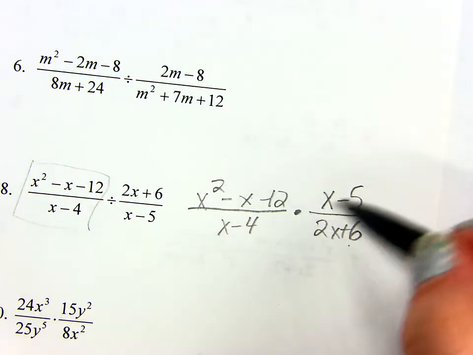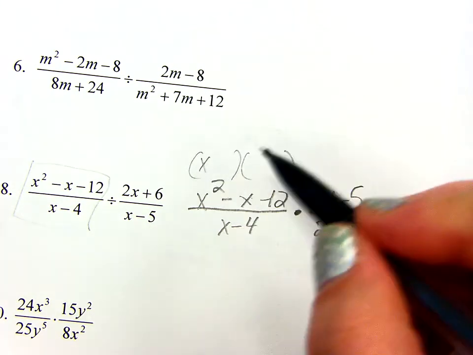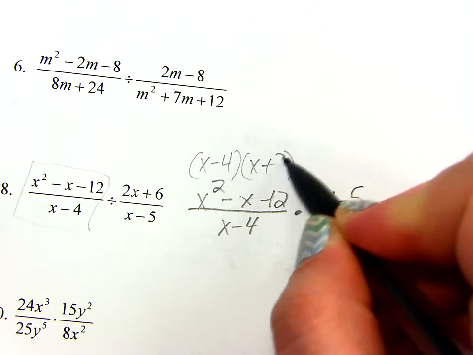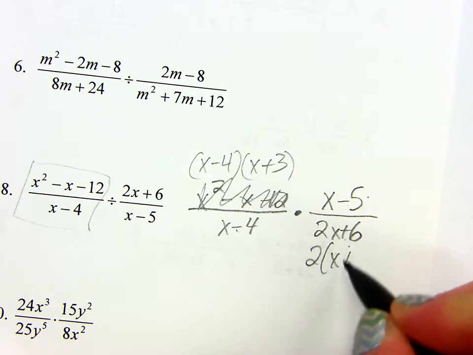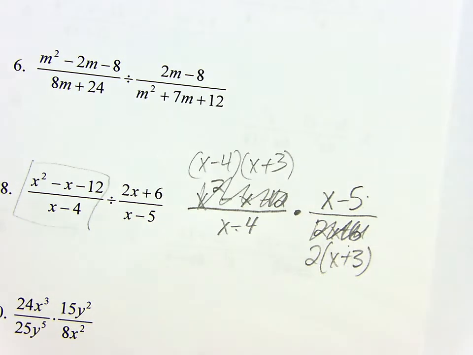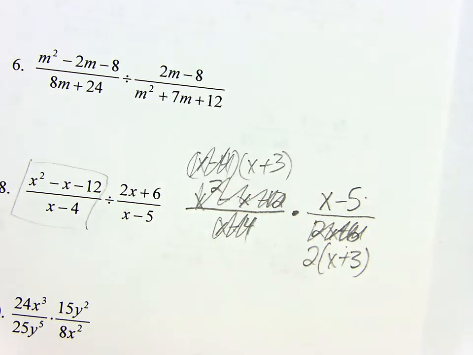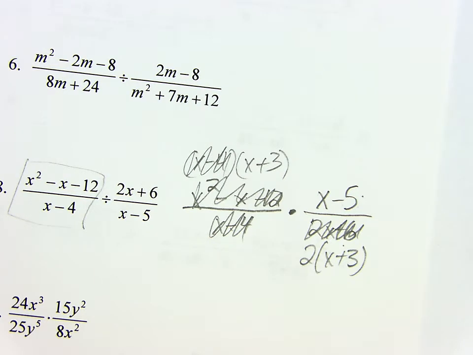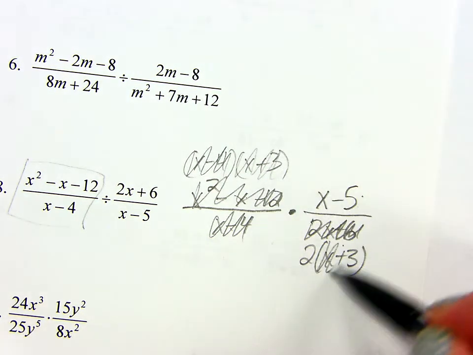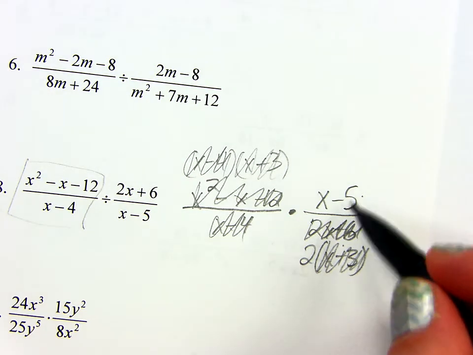So now, this first numerator, that's going to factor into x minus 4 and x plus 3, right? Okay. Nothing to do. Here I can take out a 2. And then I go ahead and I just cancel like I normally have been. The x minus 4s will go. Anything else? The x plus 3s will go. Anything else? That's it. All I have left is x minus 5 over 2.